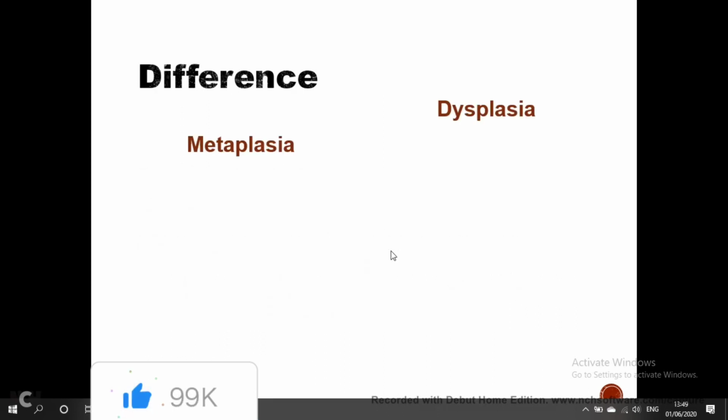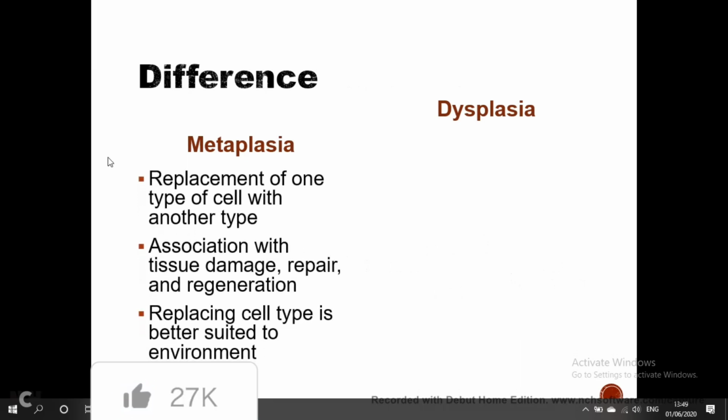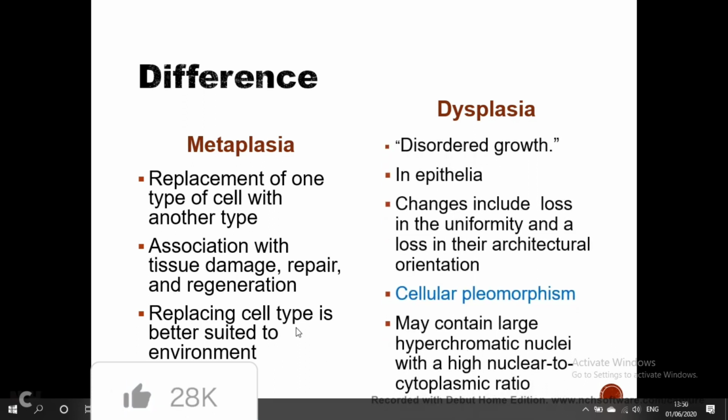Now, coming to the difference between metaplasia and dysplasia, this is one question that we ask you a lot. So, metaplasia is nothing but replacement of one type of cell with another type of epithelium or cell, and it is associated with certain tissue damage or repair and regeneration. The replacing cell type, that is a new cell type, is better suited to that particular environment. For example, in smokers, as you know, the respiratory epithelium is transformed into stratified squamous epithelium. Now, what is dysplasia? Dysplasia is a disordered growth. It occurs in epithelia.